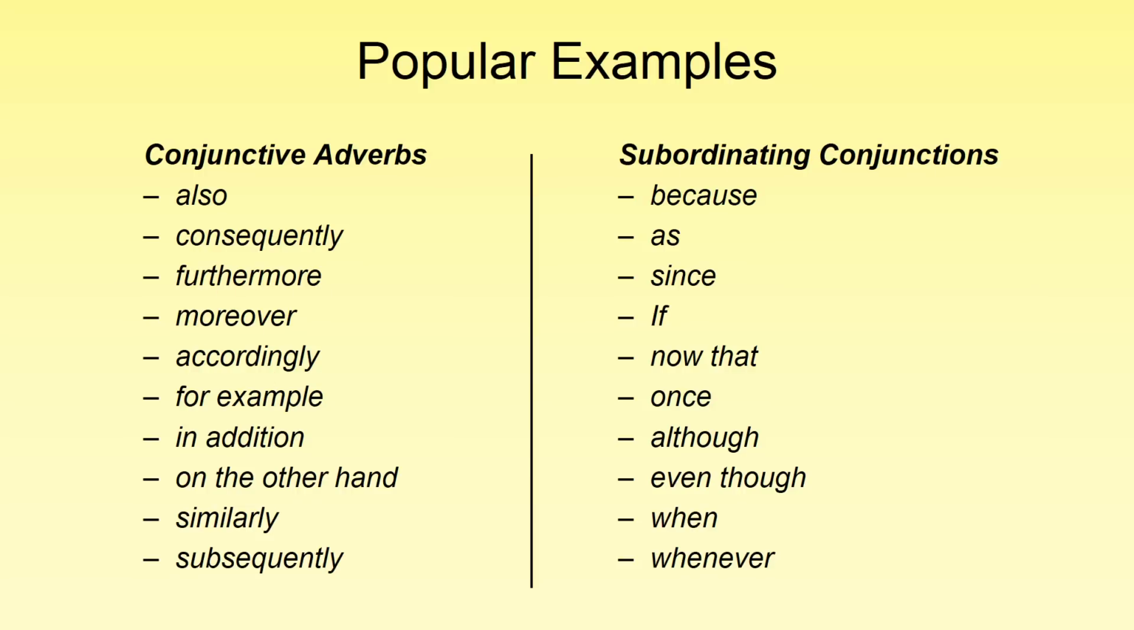Subordinating conjunctions are much different. These are going to come at the beginning of a clause always, and they're not going to be movable, and they're going to create that questioning state. So we can think, because I'm tired, as I'm tired, since I'm tired, if I'm tired, now that I'm tired, I'll go to sleep. Similar for each one of these. They're always going to create that questioning state of mind.